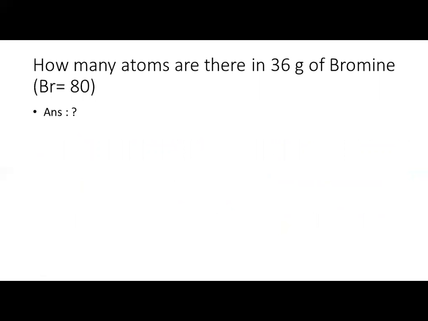Let's work on another example. Calculate how many atoms are there in 36 gram of bromine. In brackets, you have the AMU of bromine, which is 80. The atomic mass unit of bromine is 80. Now calculate the number of atoms present in 36 gram of bromine.